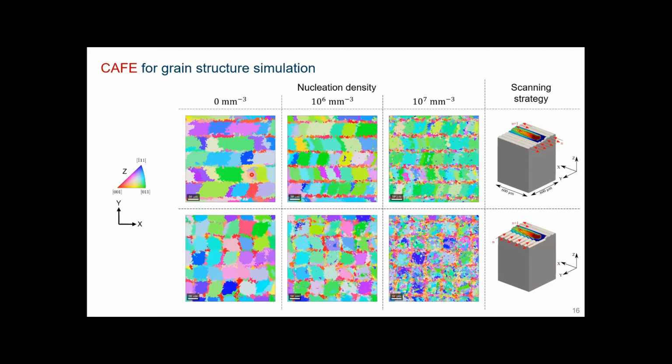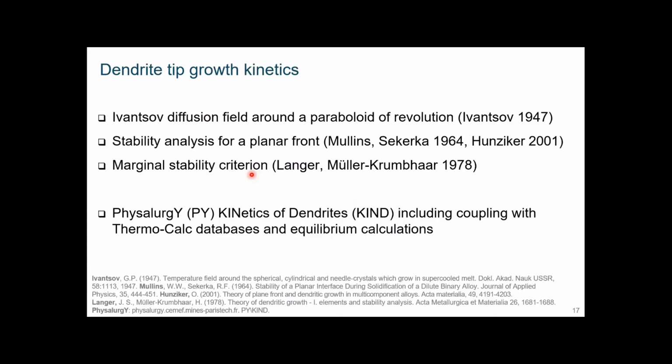Okay, so this was probably an introduction on what grain structure can look like in a simulation using the cellular automaton method coupled with a finite element heat flow solution. But then we have to discuss the parameters, and also the model that we need to compute these parameters.